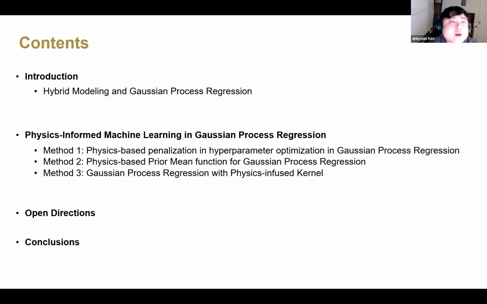This is the outline of this presentation. I will briefly review Gaussian process regression and its application in hybrid modeling. Next, I will talk about 3 different methods, which focus on the hyperparameter optimization process, informative prior function estimation, and then the development of a new kernel with physics-based knowledge. And then I will briefly talk about the open research directions and conclude this presentation.